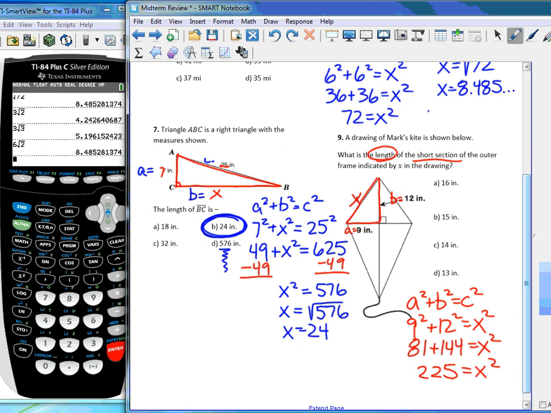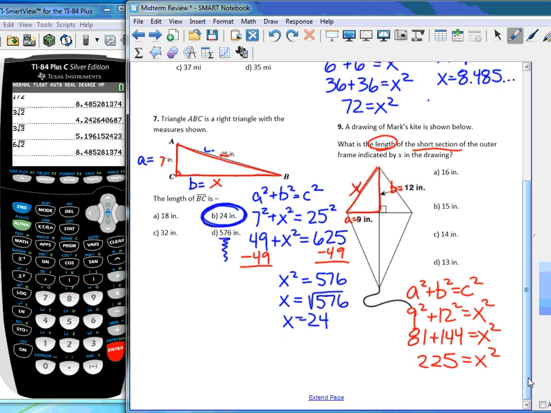Does that match any of my answer choices? Not yet, so I'm going to keep going. Square root of 225, and I happen to know, because I have it memorized, 15 squared is 225, so the square root of 225 must be 15, and there it is.